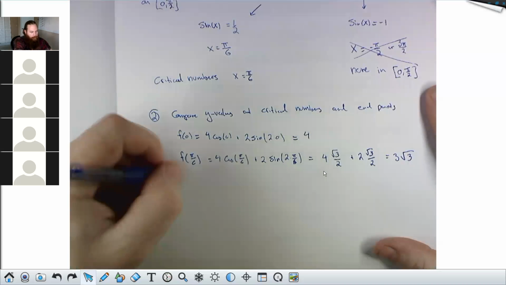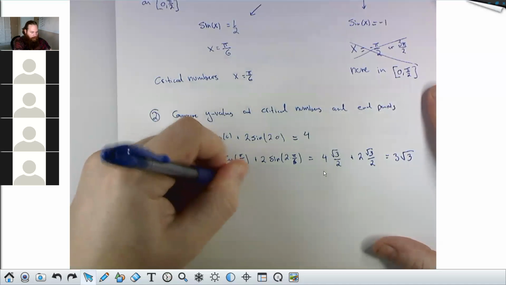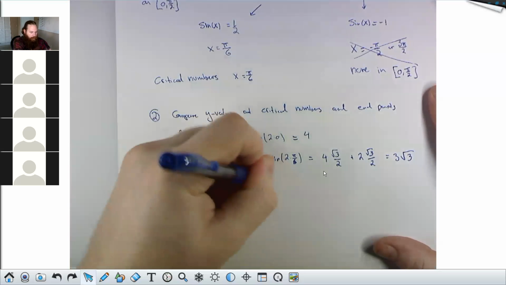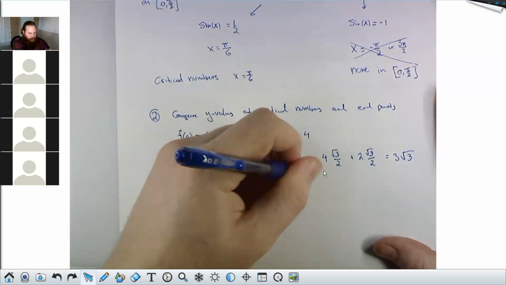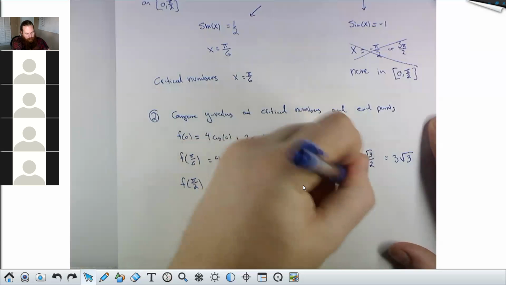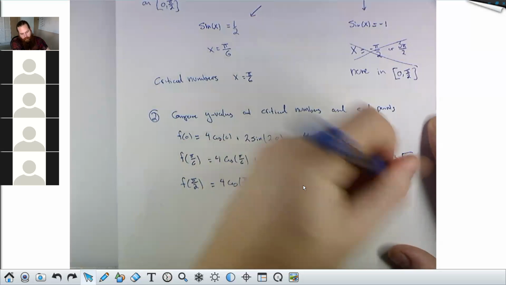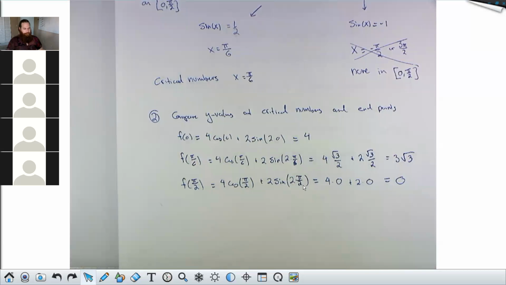And then finally at my right endpoint, f of pi over 2, that's 4 times the cos of pi over 2 plus 2 times the sine of 2 pi over 2. The cos of pi over 2 is 0, and 2 pi over 2 inside here is pi. The sine of pi is also 0. So this is 4 times 0 plus 2 times 0, that's 0. So these are my y values, 4, 3 root 3, and 0.